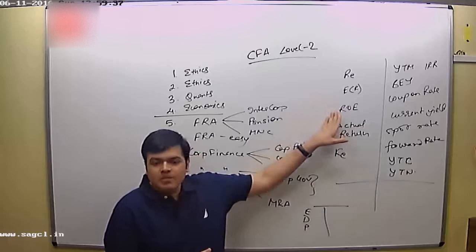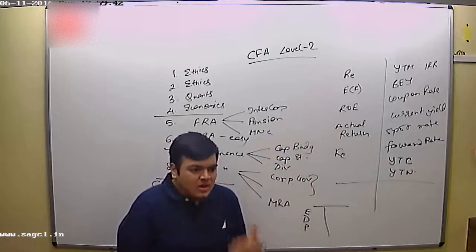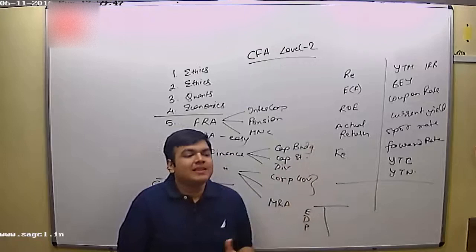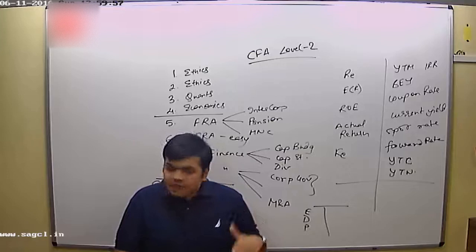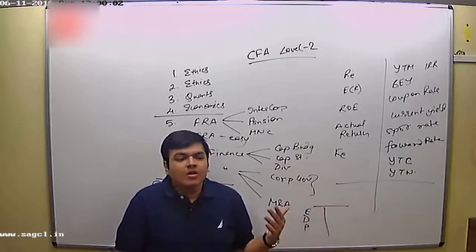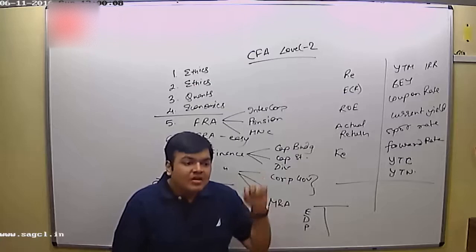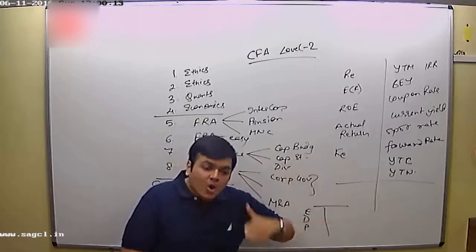Expected return, RE ko compare karoge. Suppose I want to invest $100 in a stock today. Mere ko lagta hai ki woh stock 14%, 15% dega. That's the expected return. After 1 year, suppose I invested the $100, I'm expecting a 14% return based on my DCF analysis and all. After one year, suppose the company gave a return of only 12.5%. That is the actual return. Required return is jo chahiye. Expected return is jo expect kar raha hoon jo dega. Hone ke baad mein jo diya, that is actual return.